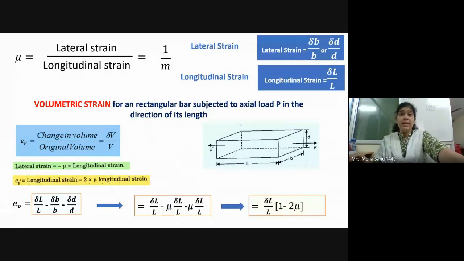So when length is increasing, that is called longitudinal strain. When length is increasing, how do you calculate strain? Change in length by original length. Clear? What is lateral strain? Change in breadth by original breadth, change in depth by original depth. I want you all to please write down the definition of lateral strain and longitudinal strain. Can you please write it down? I will dictate it.